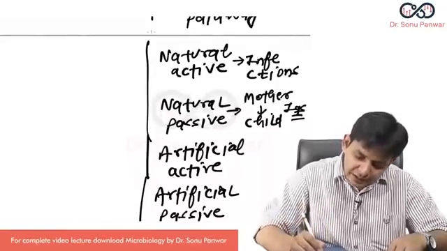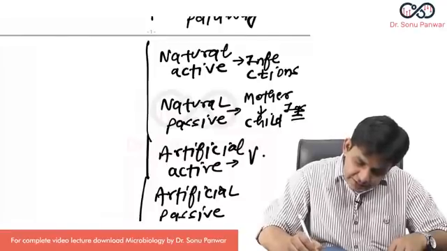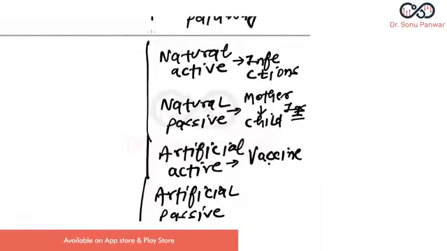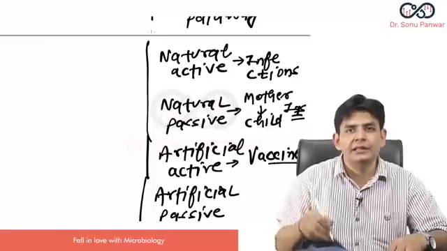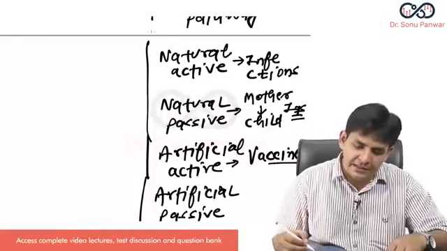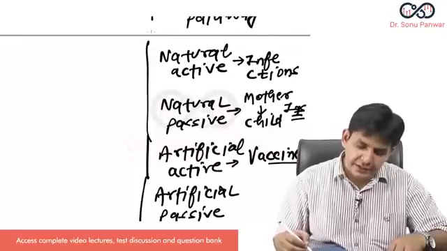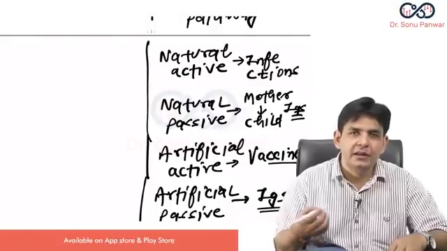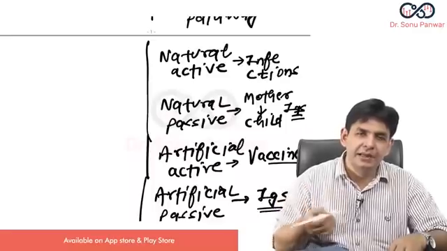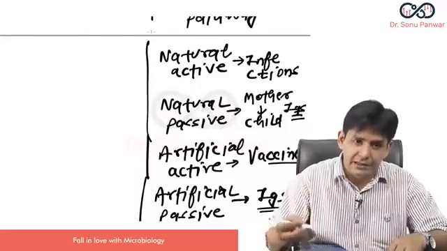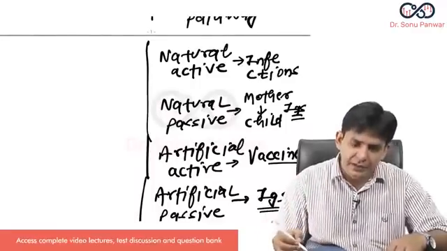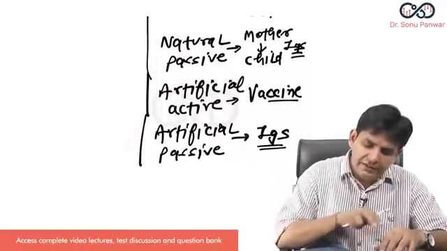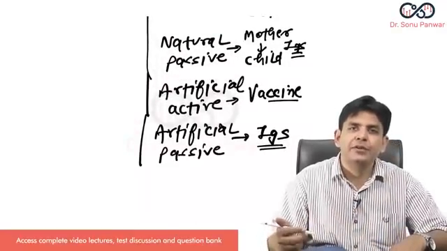Artificial active is what? Artificial active is vaccine. You are inducing an organism, and against that the body is producing antibodies. That is termed as artificial active. Artificial passive is what? Artificial passive is ready-made immunoglobulins which are available for various diseases like rabies, hepatitis, measles, tetanus, a number of them. So this particular one is termed as artificial passive type of immunity.